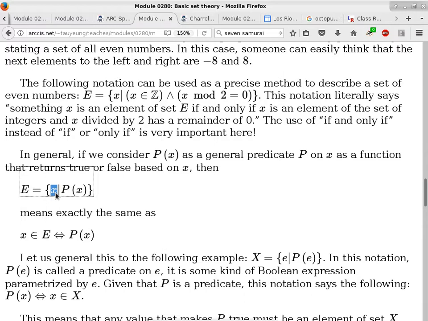So in the example right here, all we are doing is to say, oh, P of X is defined as X is in integers and X mod 2 has to be a 0. So P of X is really just a predicate. It is some expression that has to evaluate to either true or false. Is that okay? So it's just an abstraction. It's a method to describe something.